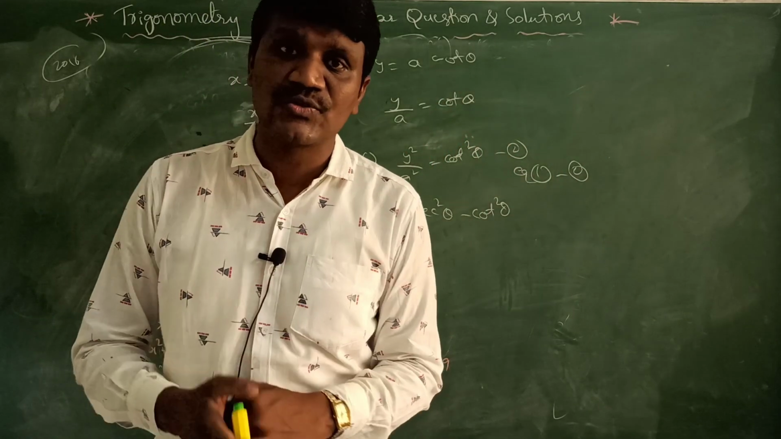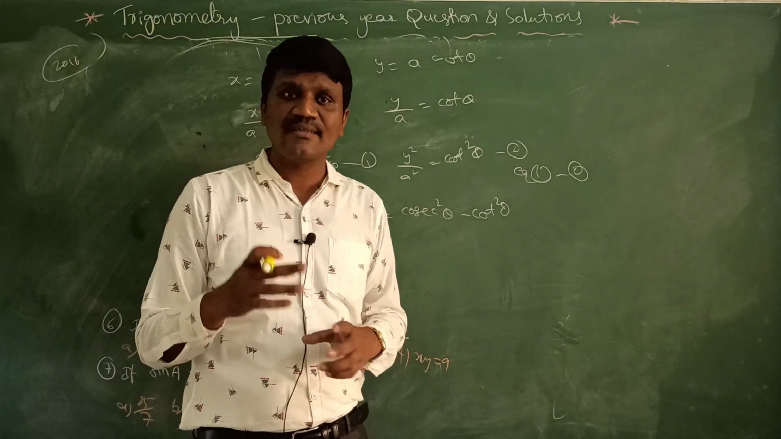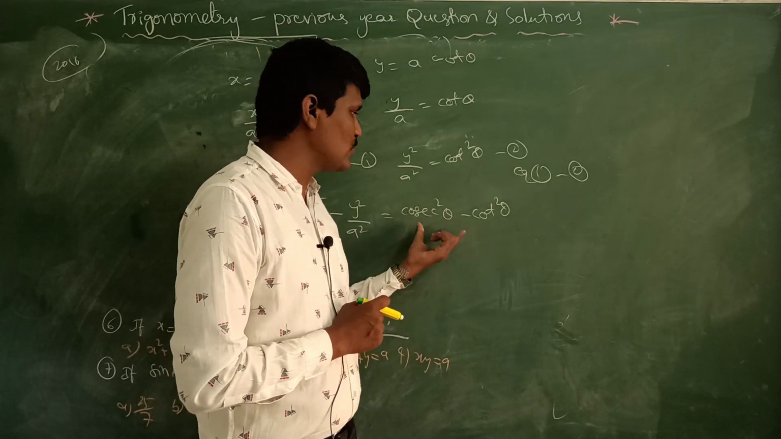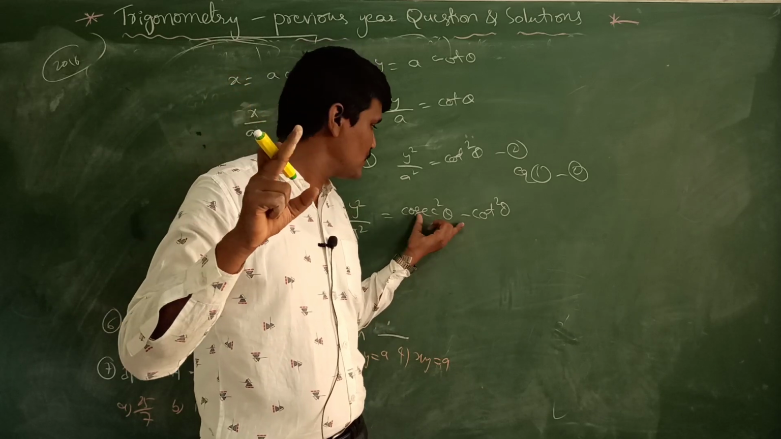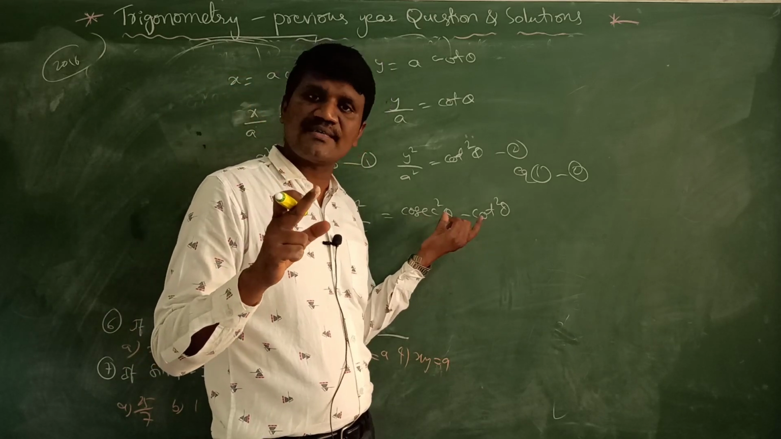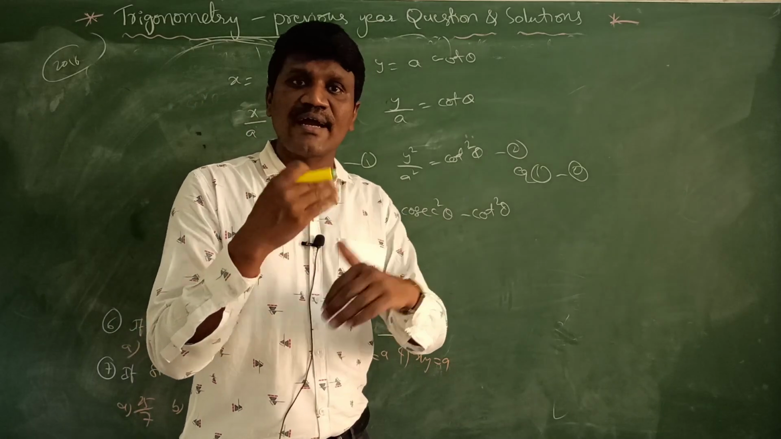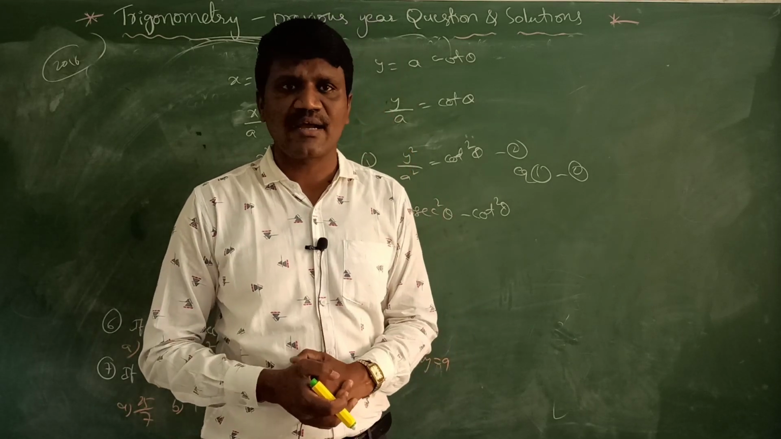Why am I doing 1 minus 2? Because I can eliminate theta. This is a problem based on eliminating theta. So to eliminate theta, I need to do the minus only. If it is based on the first identity, you should do the plus. If it is the second identity, minus. Third identity, minus. If it is not based on an identity, you do the product. So these 4 types of problems are coming.